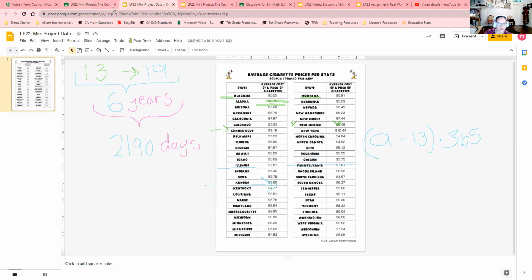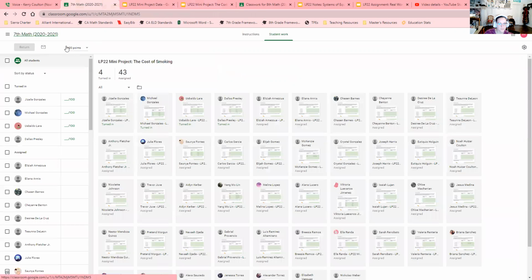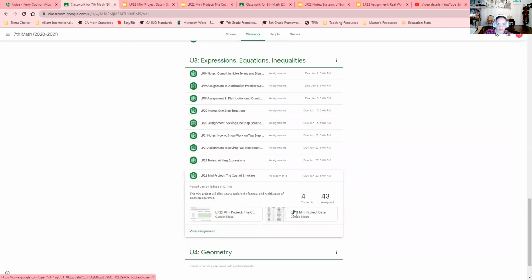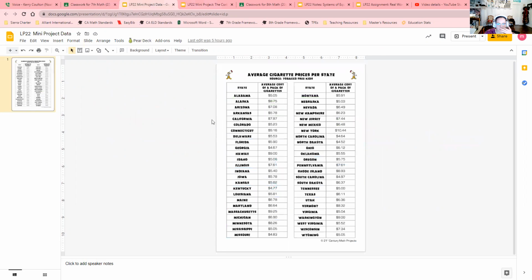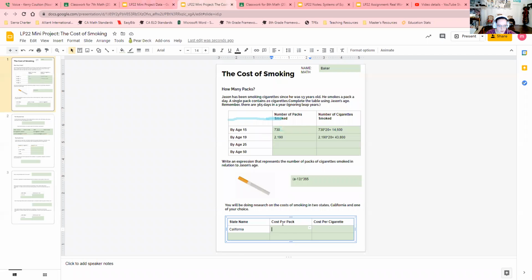to look at this little mini project data table in Google Classroom. It's right there. You're going to click on it and open it. Looking at the table, I'm going to do the California portion. Your job is to pick any of the other states and their values. So California, the average cost is $7.97 for one pack. I'm going to bring that over here. My money needs a dollar sign, and it's $7.97.